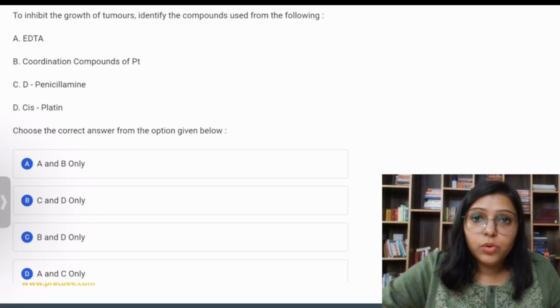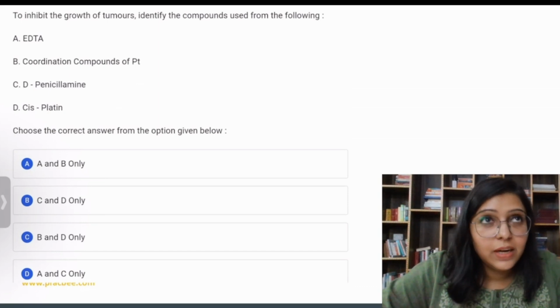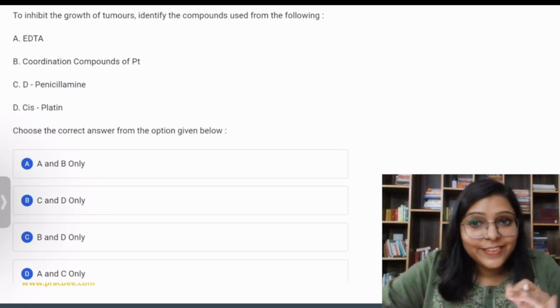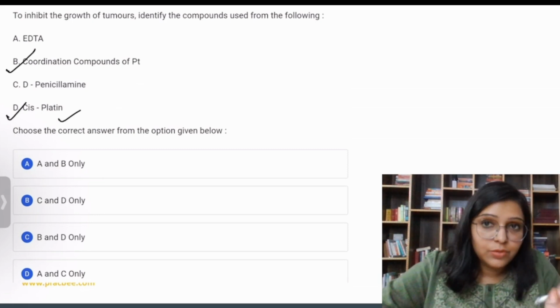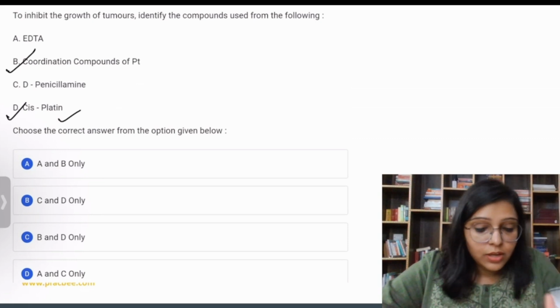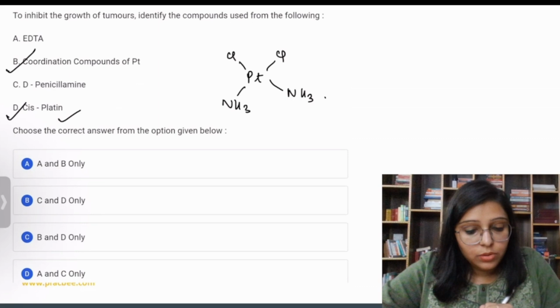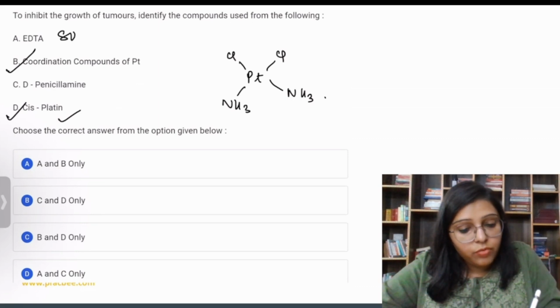Now let's do the next question. To inhibit the growth of tumor, identify the compound used. This part is given in your NCERT chapter number 1. Basically, cisplatin, a coordination compound of platinum, is used to inhibit the growth of tumors. Cisplatin is Pt with Cl, Cl, NH3 and NH3. We won't use EDTA; EDTA is generally used to soften water.